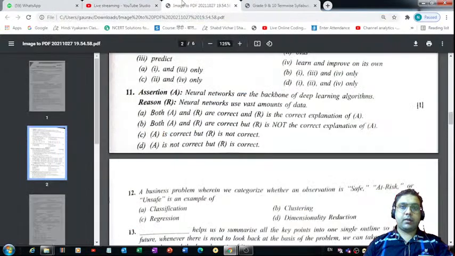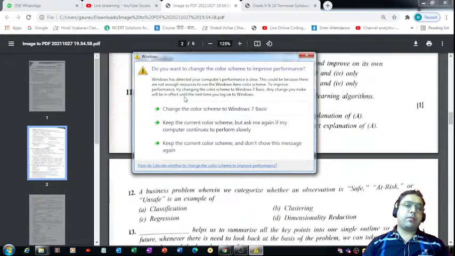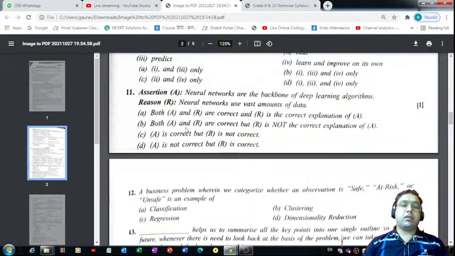Okay. So neural networks are the backbone of deep learning algorithms. I think it is correct. Yes, a neural network is basically the way we have neurons. Our brain is full of neurons, which help us in transferring signals to different parts of the body, and help the brain in reading the signals which come from different parts of the body and go to the brain. So that is a neural network.